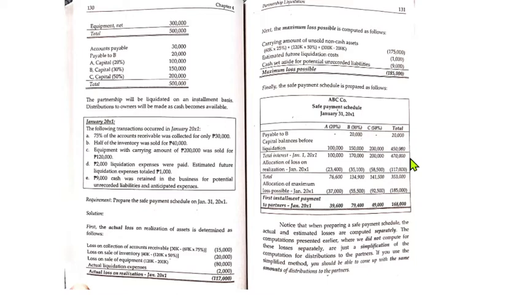Next, the allocation of the loss on the realization of the assets. So how do we account for this? The actual loss on realization as computed is 117,000. Then, you will just have to apportion it based on the P&L ratio na 20, 30, and 50. So, the total capital balances after the allocation of the loss on realization is 76,600, 134,900, and 141,500.